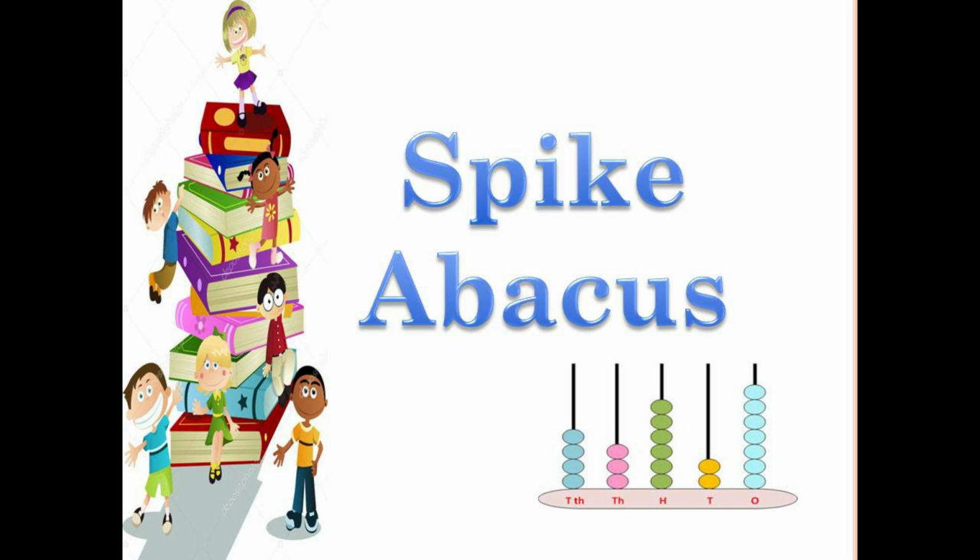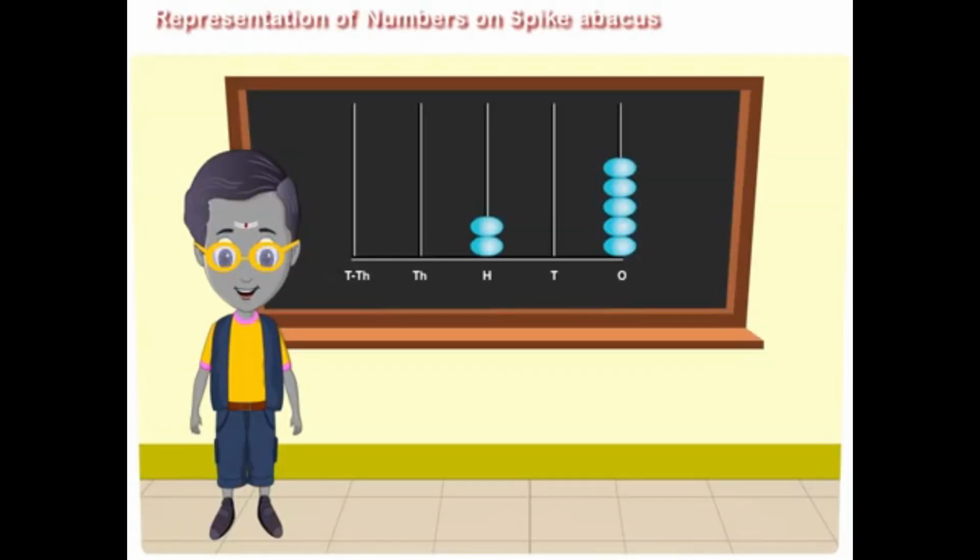The first concept is going to be spike abacus. Numbers shown on a spike abacus help the students to understand the number and its place value. Spike abacus is very helpful to understand the concept of magnitude and name of a number. Now look at the video and get a clear idea about the spike abacus. Representation of numbers on spike abacus.